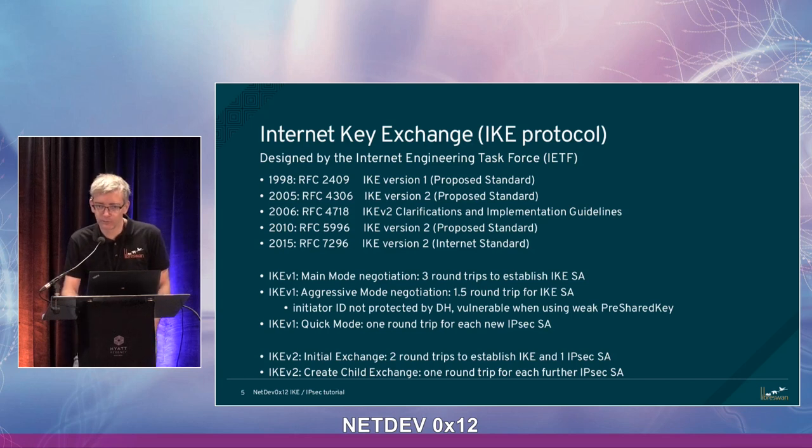For IKE V2, that has all been changed, so there's only really one sort of mode. It's called the initial exchanges. And the one thing to know is that in both IKE V1 aggressive mode and in IKE V2, to sort of speed up the lookups, the identity of the responder can be revealed in a message.